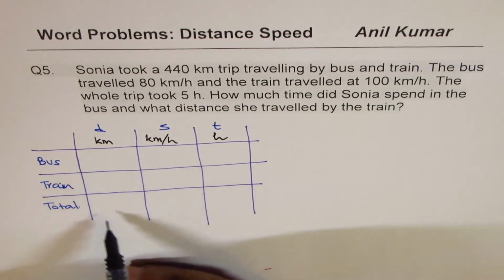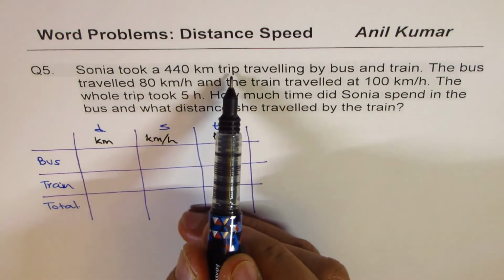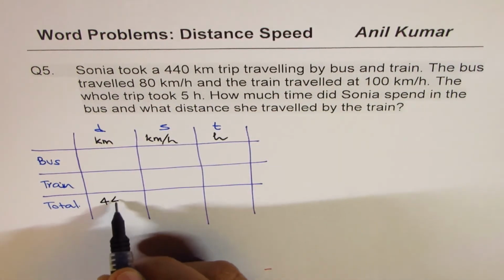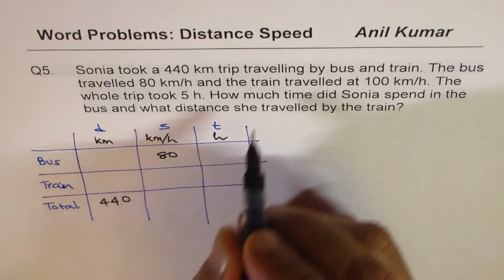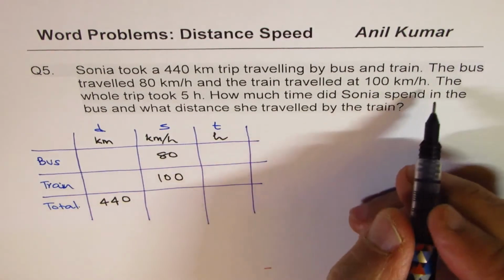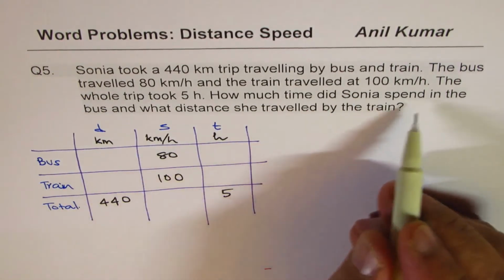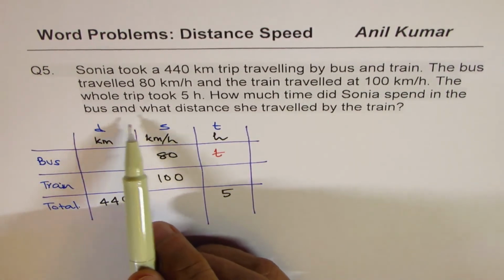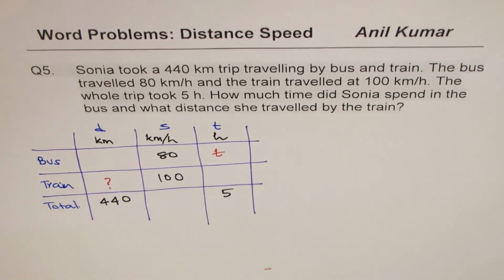Now let's substitute all the values here. Fill in the table. Sonia took a 440 kilometer trip traveling by bus and train. So both is 440. Is it okay? The bus traveled 80 kilometers per hour, train traveled 100. The whole trip took 5 hours, correct? How much time did Sonia spend? So the time Sonia spent in bus, we don't know. We'll write T for this. And what distance she traveled by train, we don't know this distance. So this is what we have to figure out.